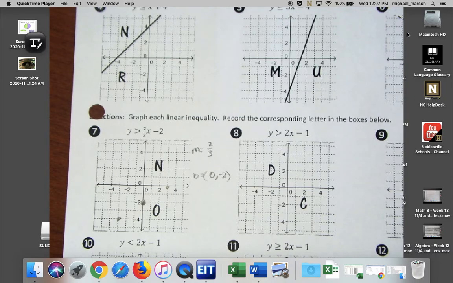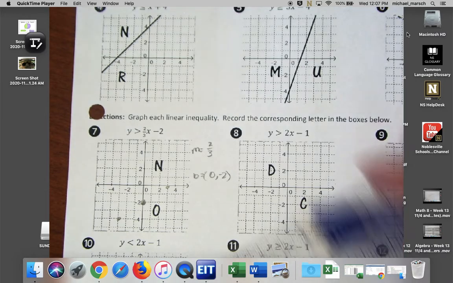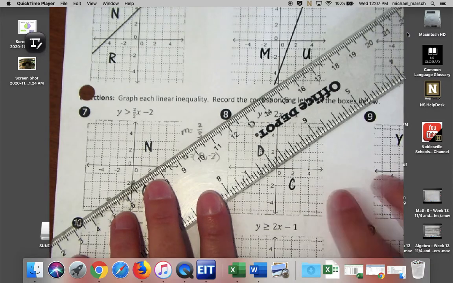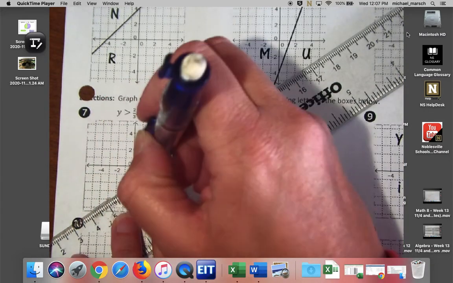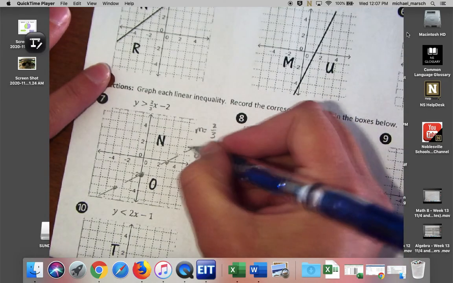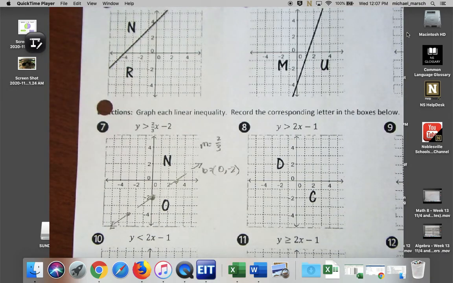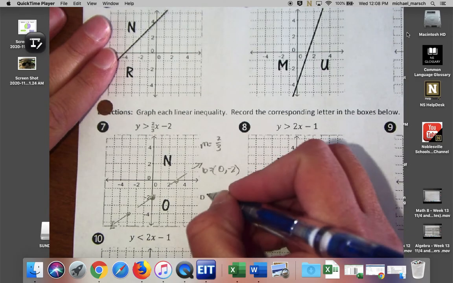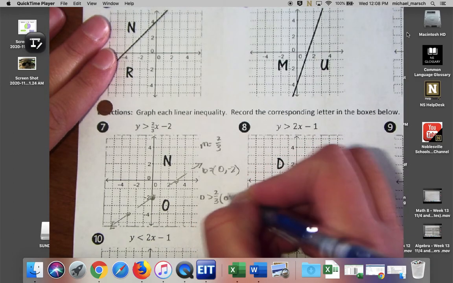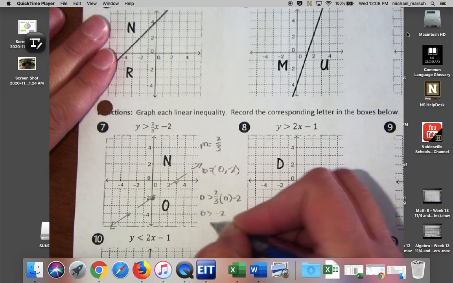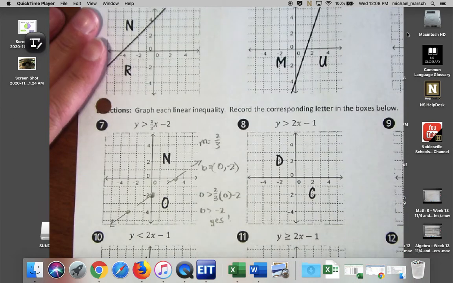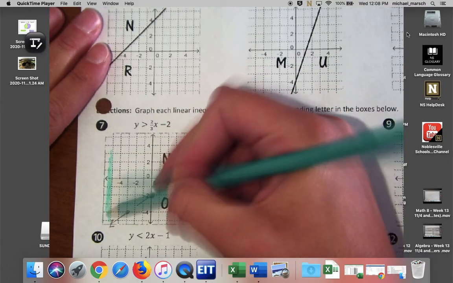Am I going to have an open or closed line? I mean, solid or dashed? It is going to be dashed because it's just greater than. And then I'm going to substitute in (0, 0), right? So 0 greater than 2/3 times 0 minus 2 is 0 greater than -2. Yes. So I'm going to shade towards (0, 0).